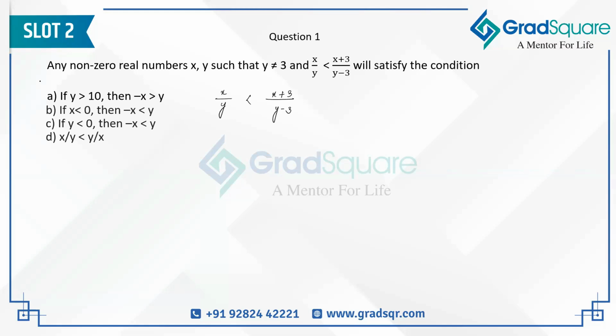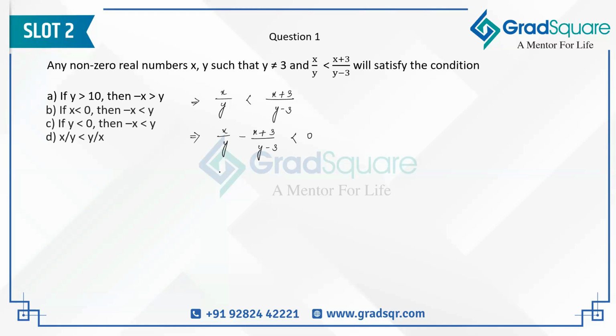So by looking at this question itself, we understand that we'll not be able to completely solve it, but we'll have to then go in with the options and check one by one. So first of all, instead of keeping this complex, let's first come down and simplify this further. x by y, let me subtract both the sides with x plus 3 divided by y minus 3. So then you will get this is less than 0.